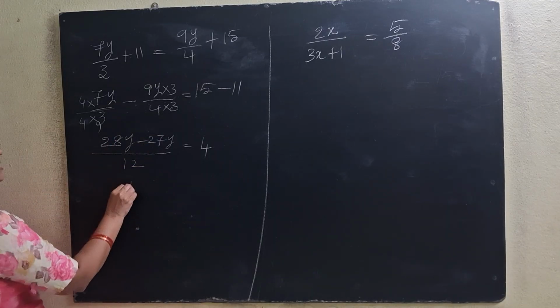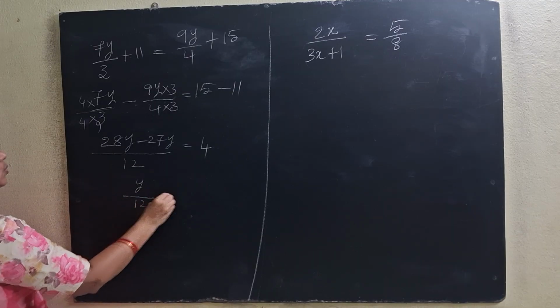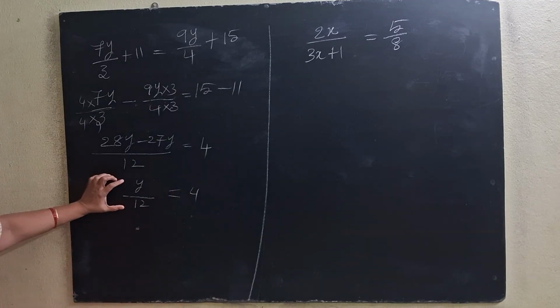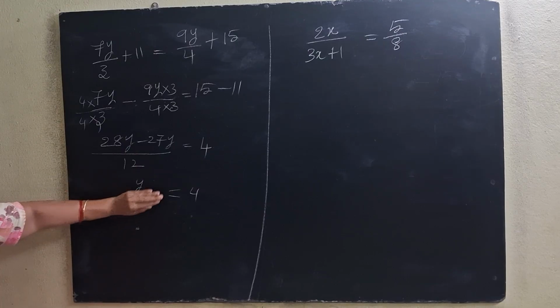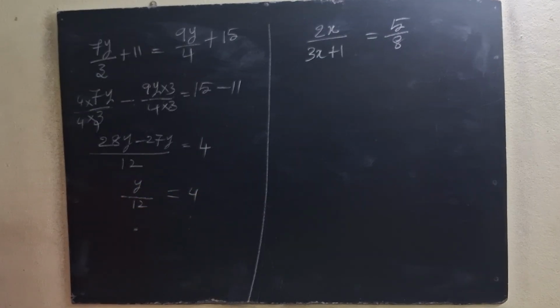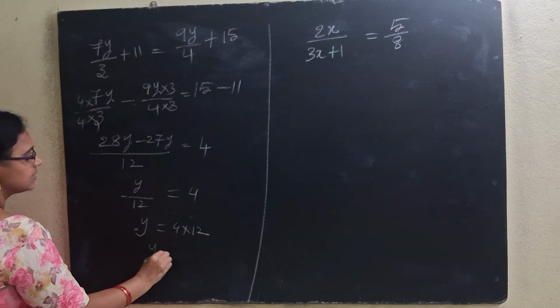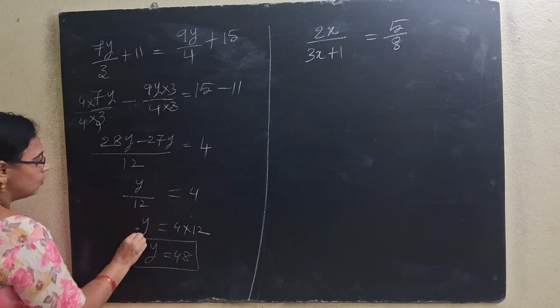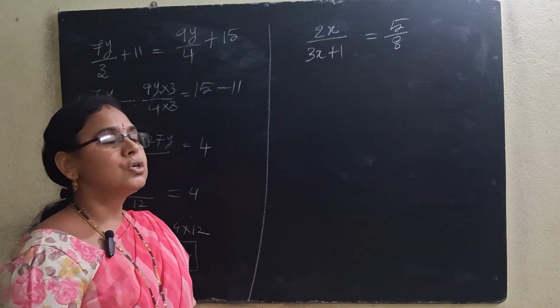y, the variable, as it is. 1y, the 1 no need to mention, by 12 is equal to 4. Here I want the variable. With the variable, what did you observe? 12. Which operation is going on between these two? Division. So transpose to the opposite side, multiplication. 4 into 12 is equal to 48.